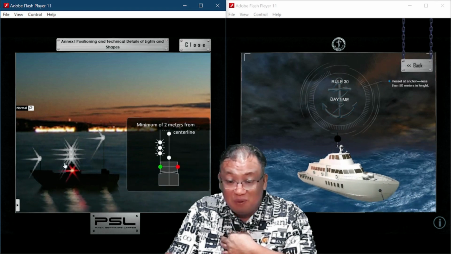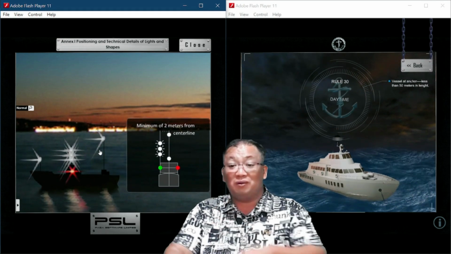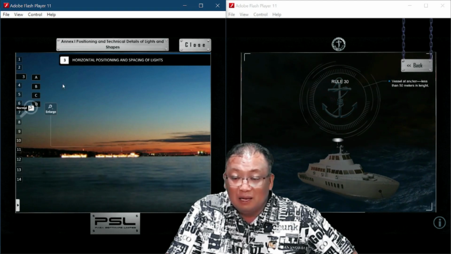Okay, this is the side view of the light, and this is the front view of the light. Wow! Very easy. Let's go with delta.